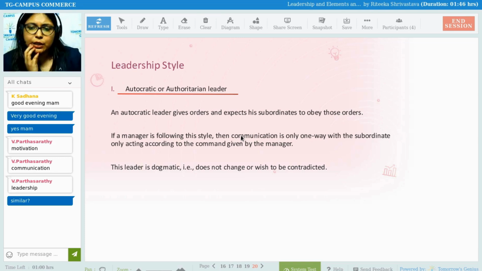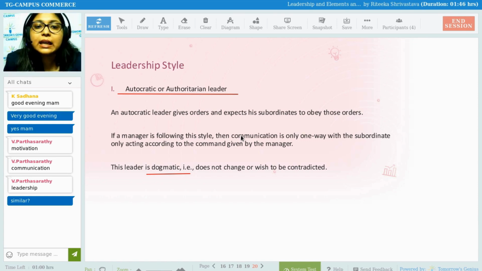Okay, and that is why we usually call it one-way communication, because only the leader is communicating and passing his messages. Subordinates do not have any option but to accept the orders and do it according to the manager. So this leader is called dogmatic. Dogmatic means he does not change or wish to be contradicted. He will not want anybody to question him or contradict him. He will say, whatever I say, you have to do it. No opinions, no suggestions, no contradictions, nothing. So that is why we call such leaders dogmatic.